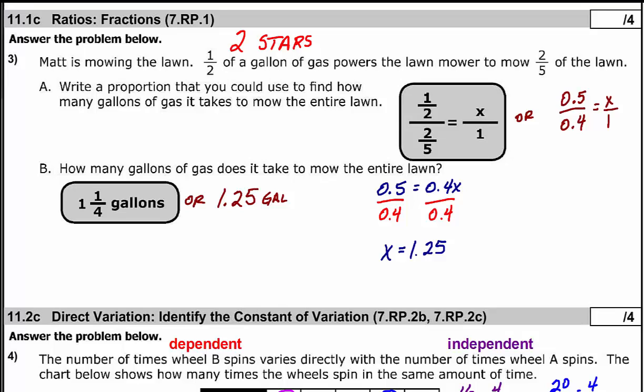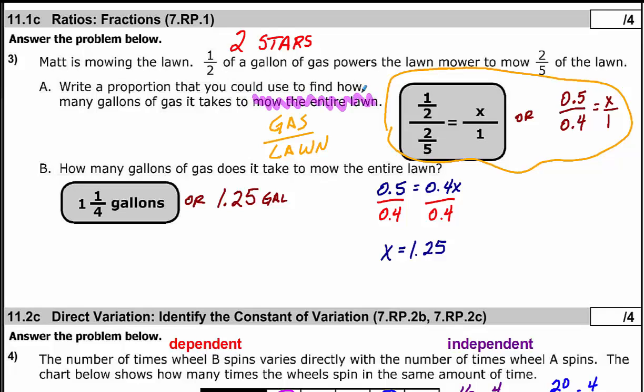The first was to figure out the proportion that you would need to solve this. And the proportion is right here. It is the ratio of gas to lawn. The amount of gas needed for the amount of lawn mowed. So it says a half gallon of gas to mow 2/5 of a lawn. What would it take to mow an entire lawn?